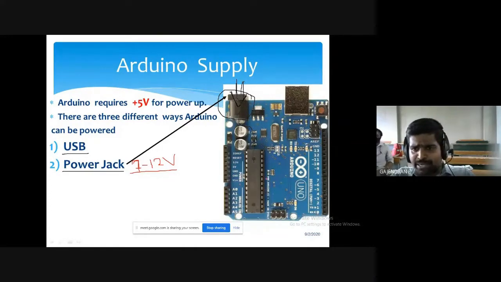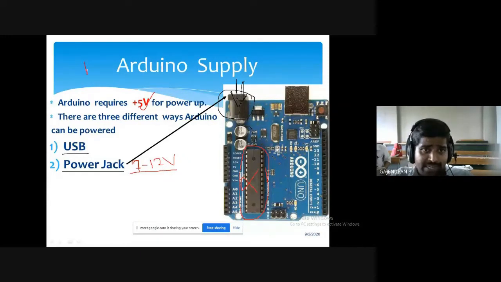Then you may get a doubt. I told earlier that my controller's operating voltage is 5 volt. Then if I give 7 to 12 volt, what will happen? Whether my IC will withstand or not? Anyone unmute and answer. If I give greater than 5 volt, definitely my IC will get damaged. Then if I give 7 to 12, who will take care?